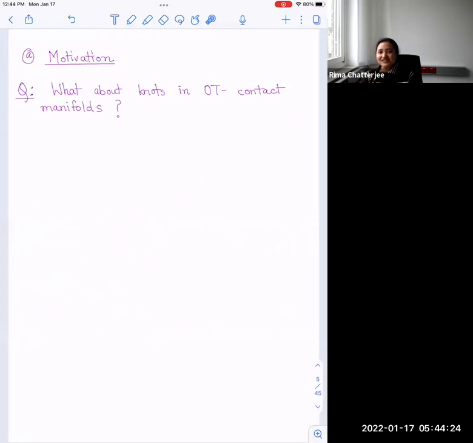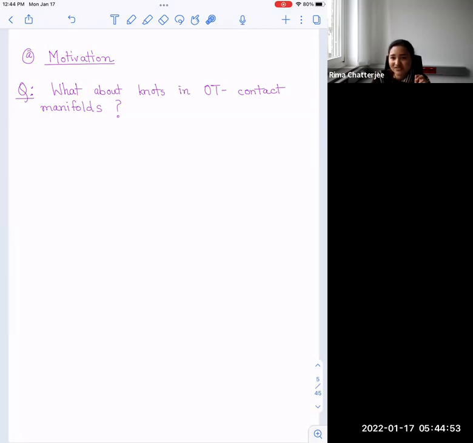But our focus is on knots in overtwisted contact manifolds. How much do we know about these knots in overtwisted contact manifolds, or how are they different from knots in tight contact manifolds? That's the question. You might be thinking that, okay, if overtwisted contact structures are completely classified, then maybe the knots in them are not that interesting. But it turns out, no, that's not the case.